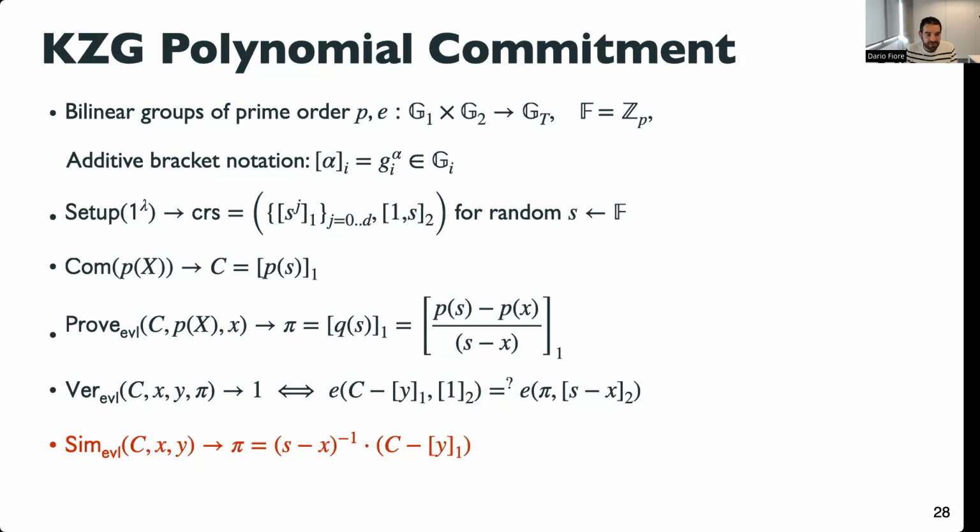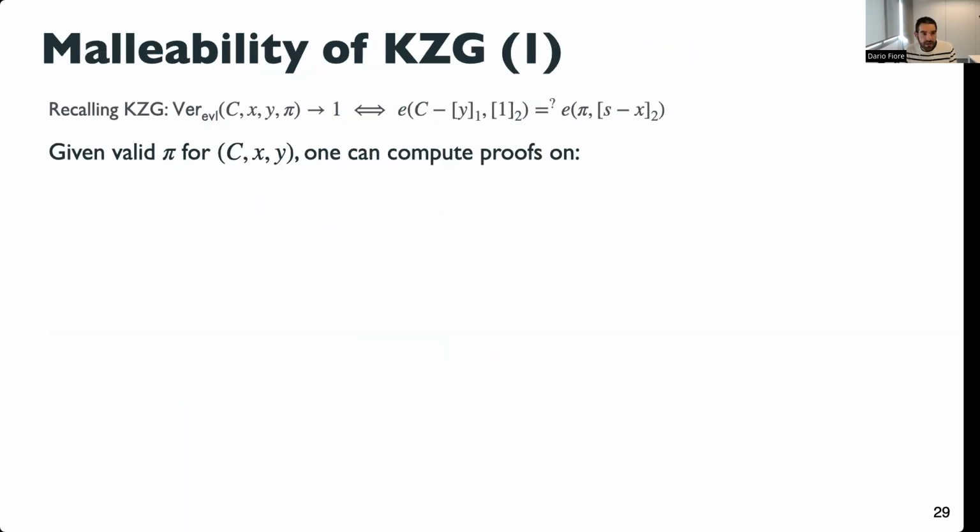Okay, so this is the simulator, the simulator for the proof algorithm. I was saying that KZG is malleable, and I'm going to show you some simple attacks. This is not new, because it's based on the fact that KZG has a homomorphic property that is actually a useful property.